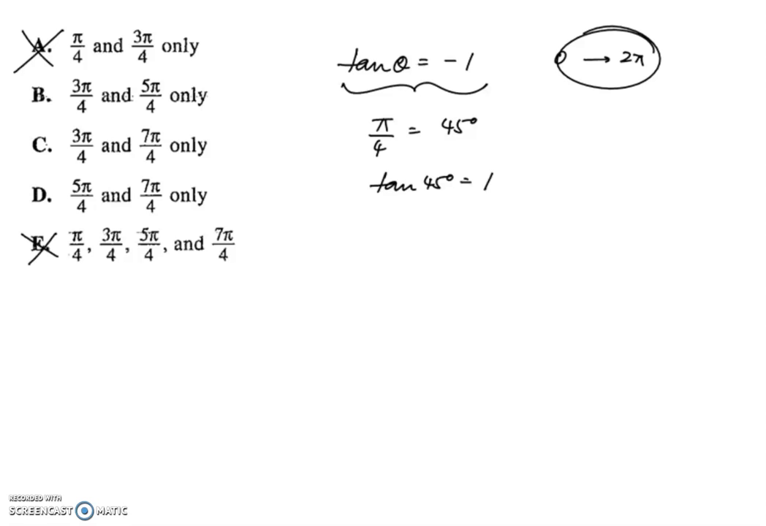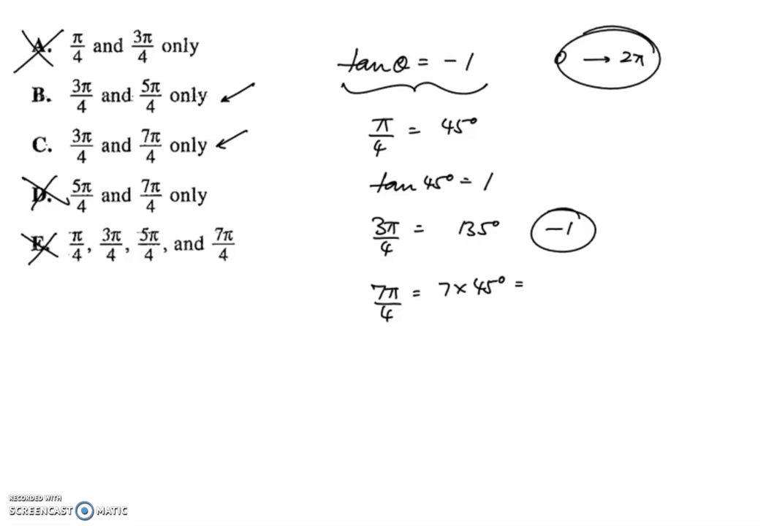And then 3 pi over 4 is 135 degrees. That is indeed minus 1. So these two are in consideration. That one is out. And then we just find 7 pi over 4, which would be 7 times 45, and that would be 315. And the tangent of that is minus 1 indeed. So we know that the answer is C.